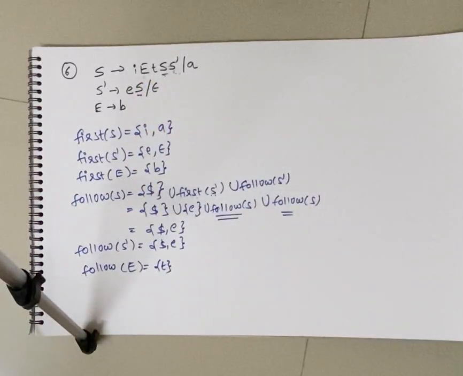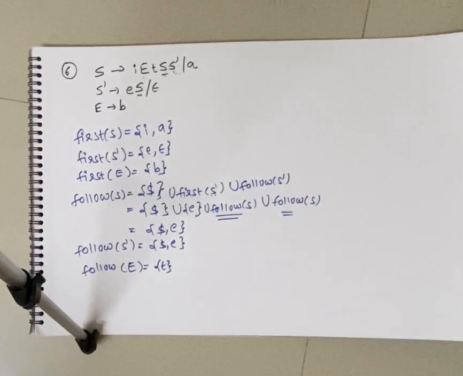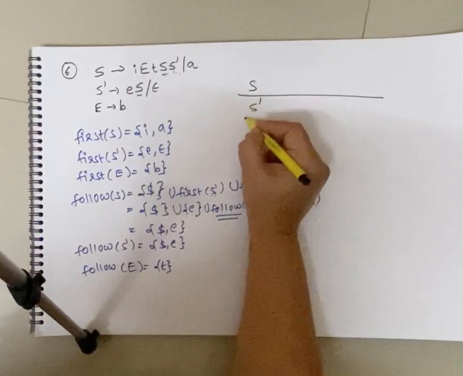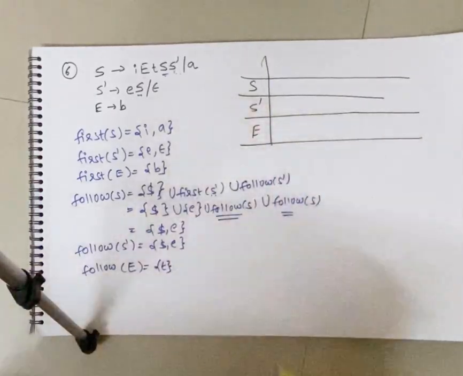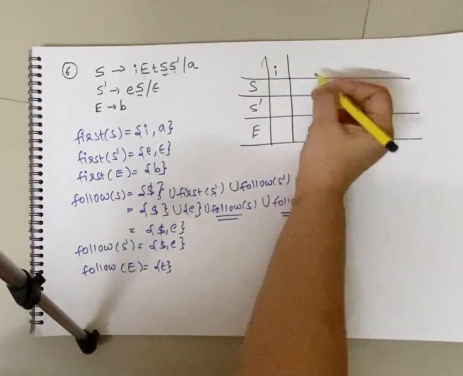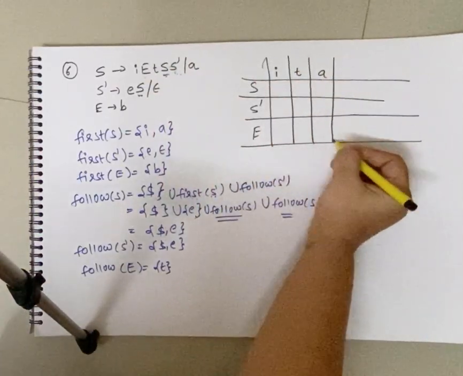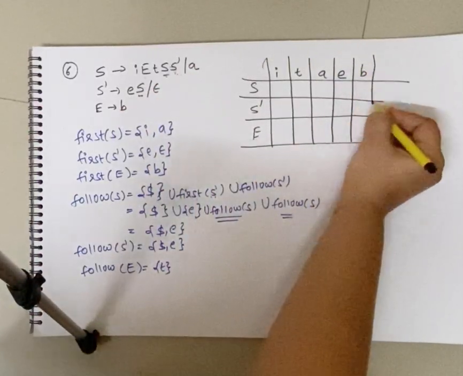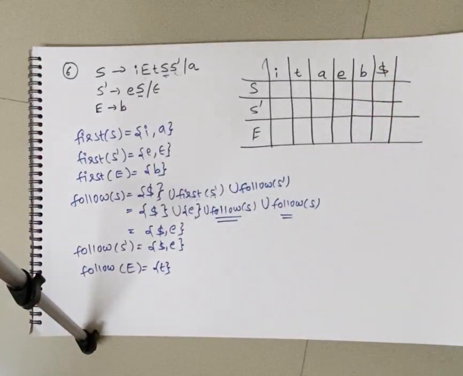Now let us quickly design the predictive parsing table. As many non-terminals we have, that many rows we are going to create. So I am going to have S, S dash and E. As many terminals we have, that many columns we are going to create. So I have a column with i, then small t, then small a, then small e, small b, and then finally dollar should be added by default. So I'll have dollar also.